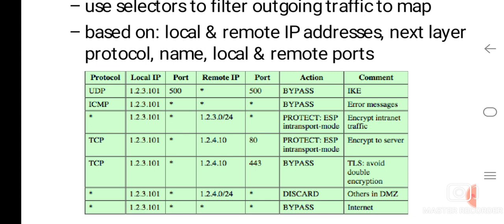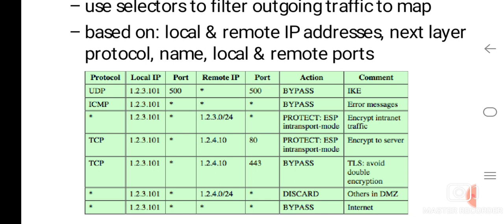And ESP in transport mode is the action that is established. Comment is encrypted intranet traffic. For TCP, there are two kinds of TCP used over here. 1.2.3.101 is the local IP. For remote IP, 1.2.4.10. For port 80, it is ESP in transport mode. Comment is encrypt to server.